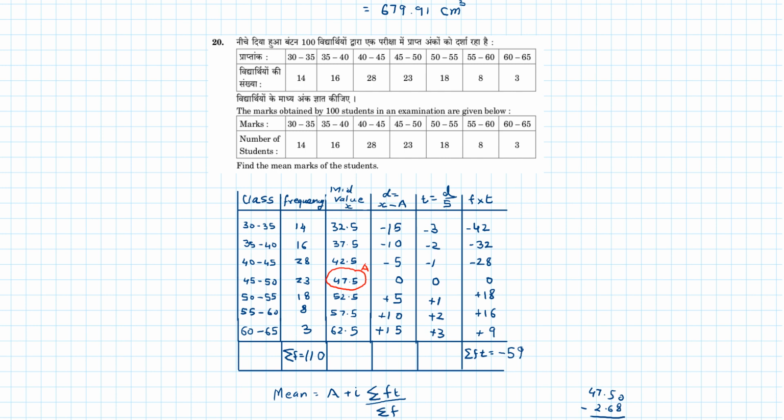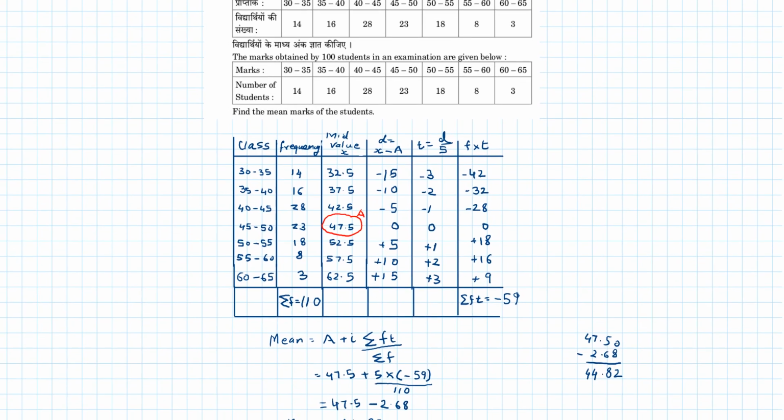उसके बाद क्या करते हैं हम लोग, जो नेक्स्ट कॉलम में है हम D की वैल्यू को जो क्लास की विड्थ है, so what is the width of this class, that is 35 minus 30, that is 40 minus 35, that is 5. So what we do is T is equal to D upon 5. So this value divided by 5. So these values have been substituted. So minus 3, minus 2, minus 1. Now the last column is basically multiplying the frequency with the value of T. So what we get is minus 42, minus 32, minus 28 and all these values which have been shown to you.